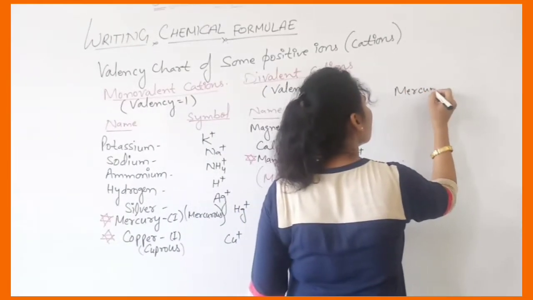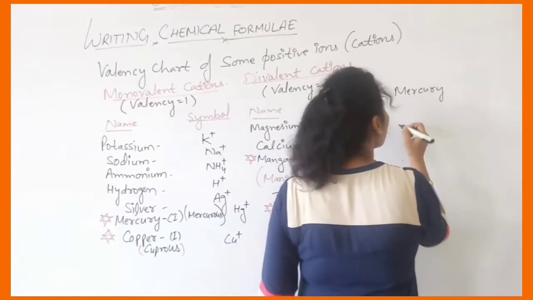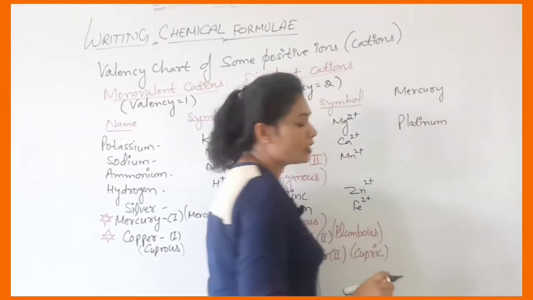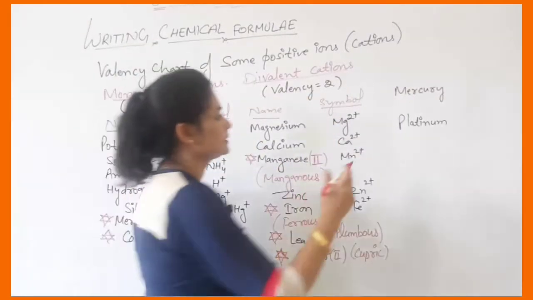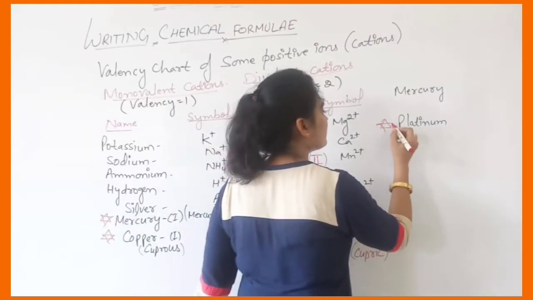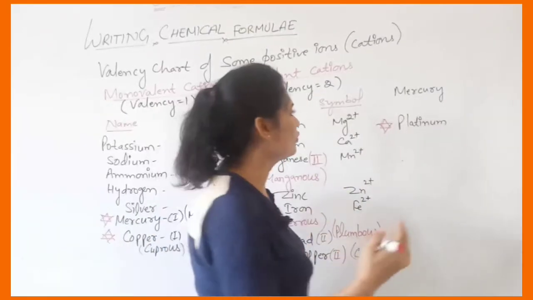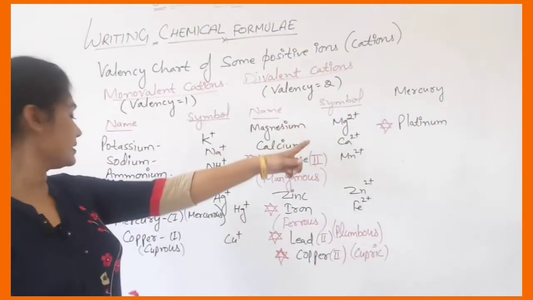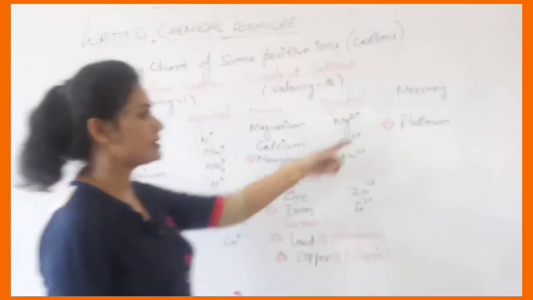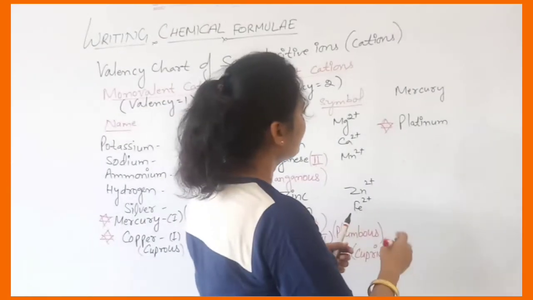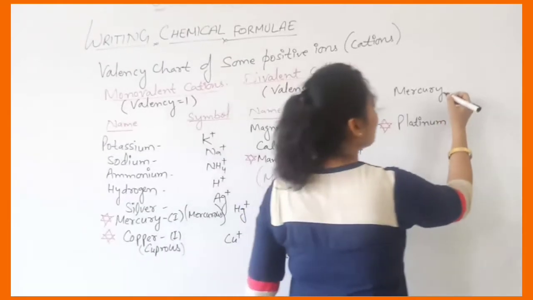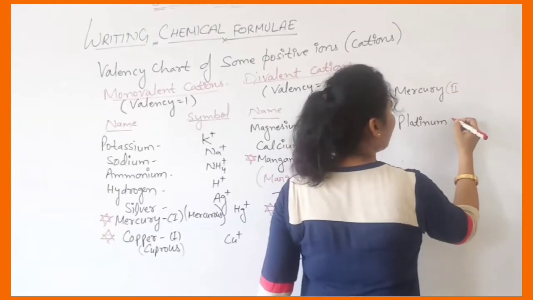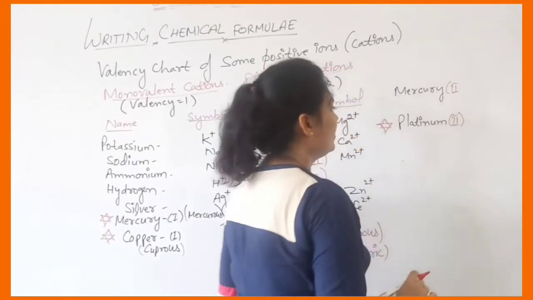mercury, platinum has also variable valency. Okay, so we can make a star, platinum. It has 2 valency and 4 valency. And mercury has also, we have written here 1 and 2 valency. One we have written mercurous and second is mercuric. Okay. So second valency is there. So in front of the mercury we can write the valency. Here platinum we can also write valency.